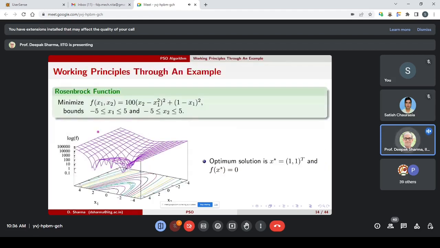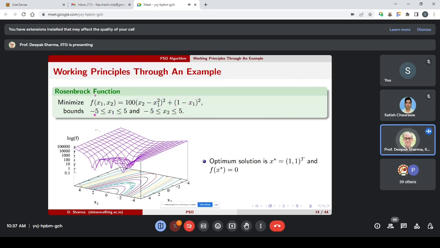So let us understand this PSO with the help of one working example. This is the Rosenbrock function. It's a mathematical problem, and it is scalable, meaning if I want to solve for 10 variables, this Rosenbrock function can help us write it in 10 variables. For simplicity, we have taken the two-variable Rosenbrock function, x1 and x2. The objective function is written. Now you can see that it's not a linear or a quadratic problem, it's a non-linear problem.